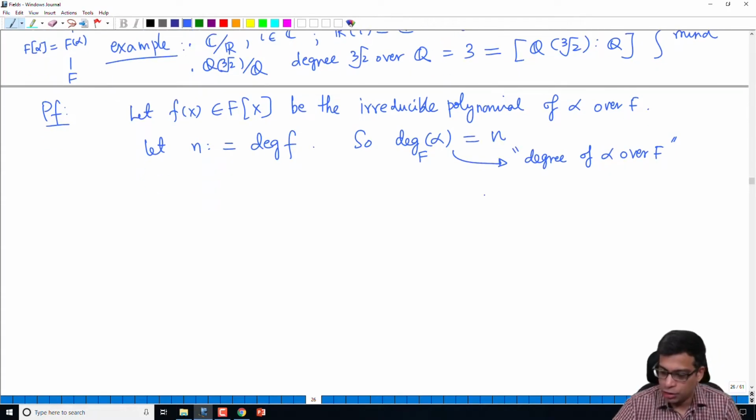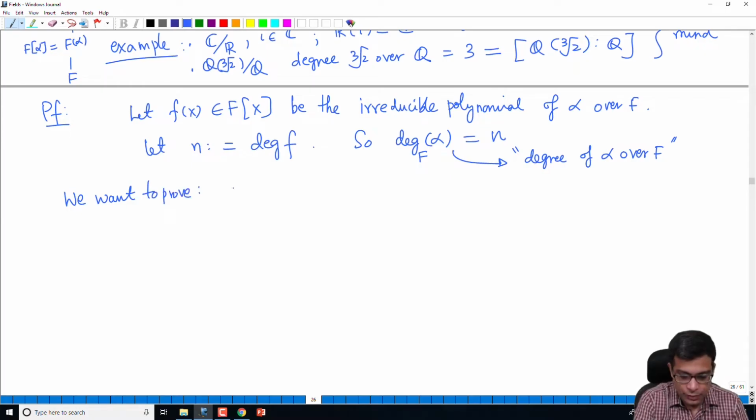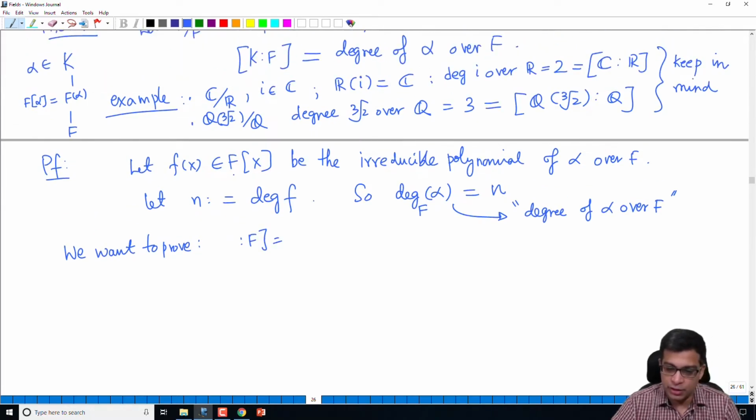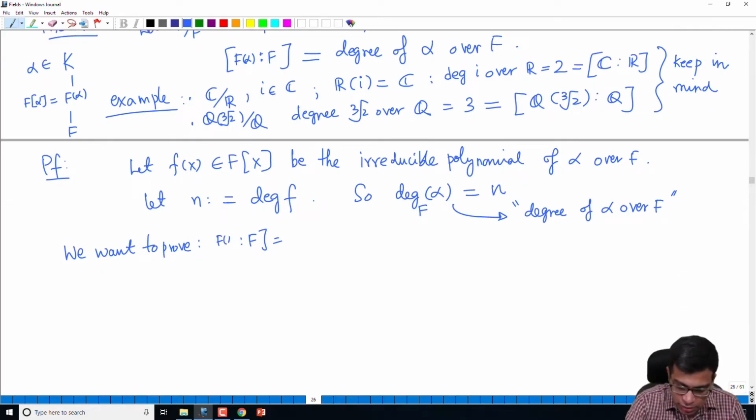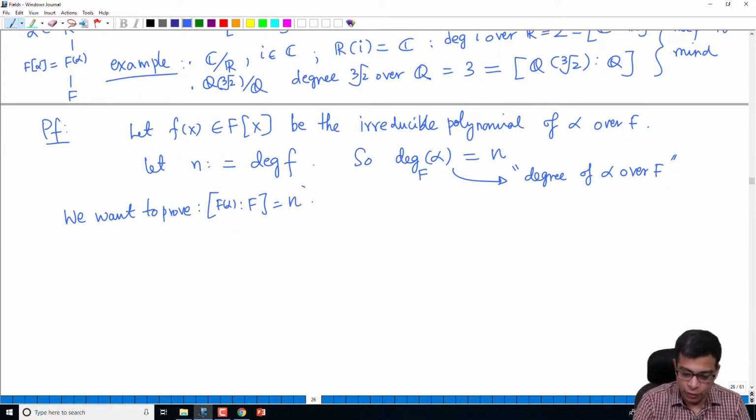So what do we want to prove? We want to prove that the degree of the field extension is also n. We are trying to show the degree of, not K over F. Remember, I am not saying that. Actually, let me go back and make a correction. This is completely wrong, what I wrote. I should only say that the degree of the extension F(alpha) over F is the degree of alpha. K can be much bigger. So that was wrong, so please correct that. What we want to prove is that the degree of the field extension F(alpha) over F is n.